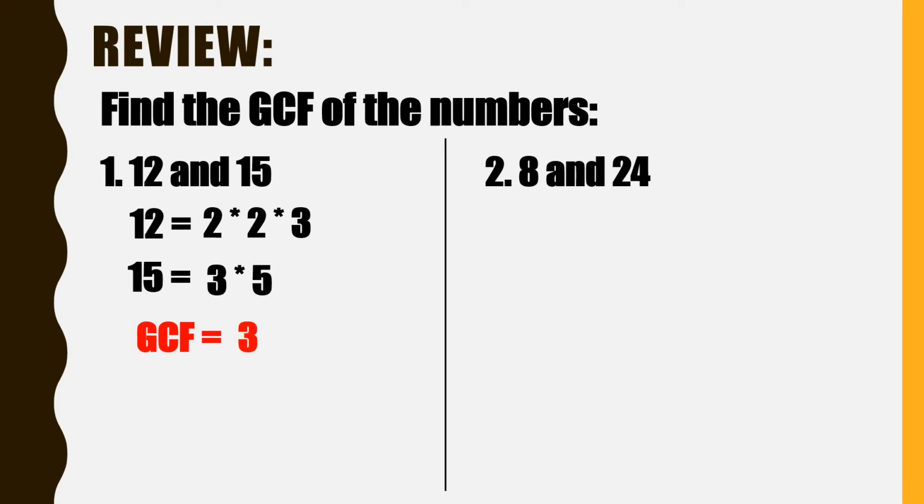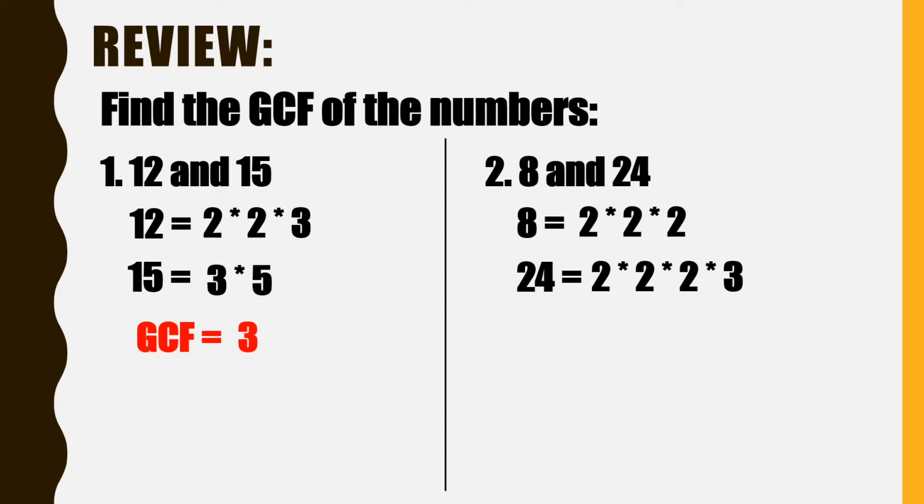How about 8 and 24? First, get the prime factors of 8. 2, 2, 2. So when we multiply them again, that is 8. How about 24? 2, 2, 2, 3. Now, get the common factors. What are the common factors of 8 and 24? They are 2, 2, 2. Now, when we multiply them, that is our GCF. So the greatest common factor is 8.